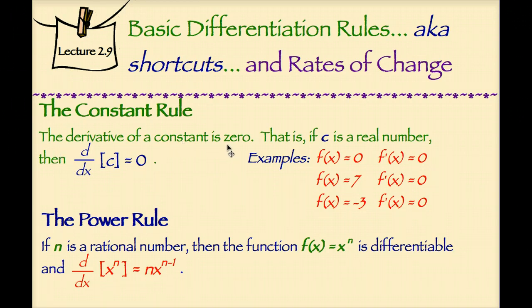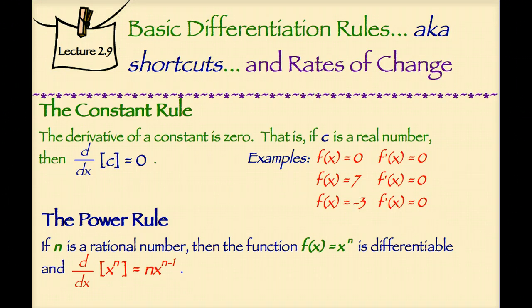Just that simple. That is, if c is a real number, then the derivative with respect to x of c is zero. Here are some examples. If the function f of x equals zero, f prime of x equals zero. If f of x equals 7, f prime of x equals zero. If f of x equals negative 3, f prime of x equals 0. Of course, the common theme here is that each of these functions are constant functions, and the constant rule says the derivative of a constant is always 0.